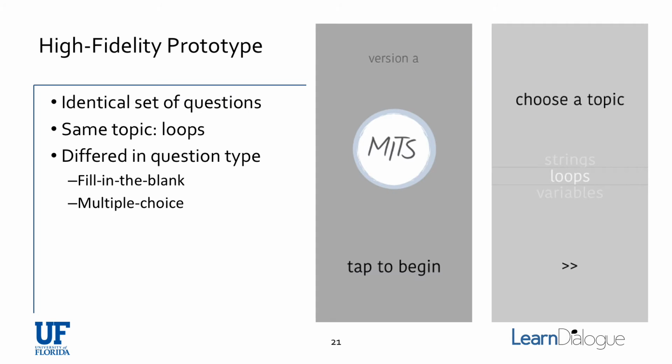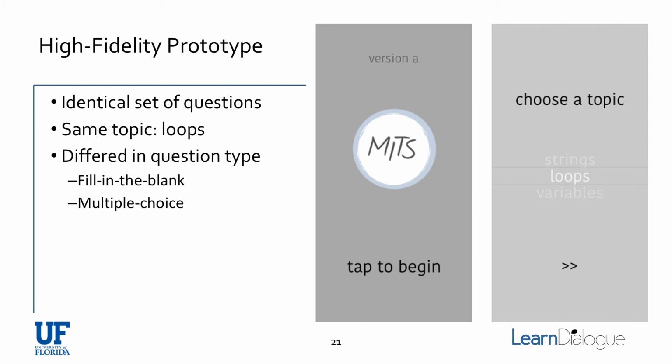High-fidelity prototypes of nearly identical applications were created to be compared in A/B testing. Each version had an identical set of questions on the concept of loops. However, the versions had different question formats. One version had multiple choice questions and the other had fill in the blank. This slide and the next few slides show screenshots from the 2 versions of this prototype.